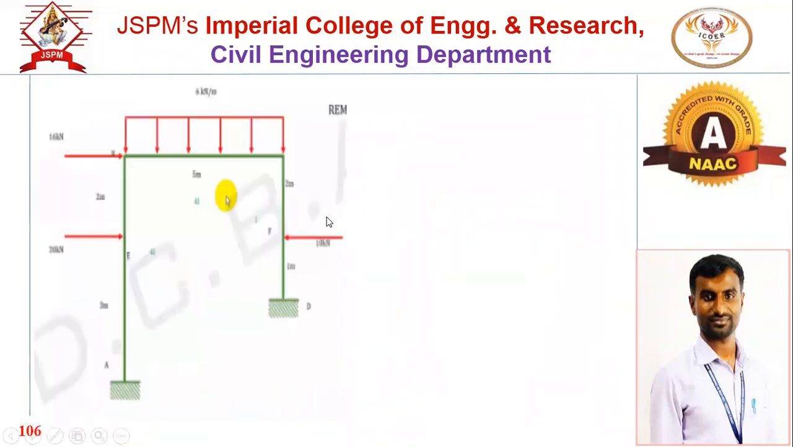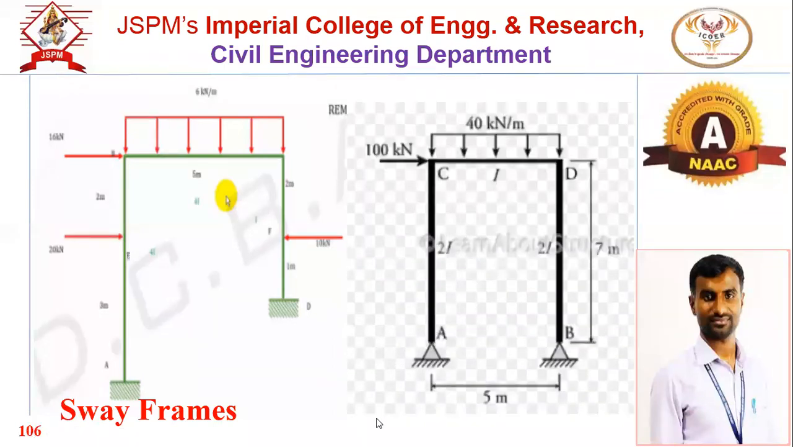Now these are some examples of sway frames. Loading is not symmetrical, and horizontal load is acting. So these are the sway frames, meaning they have horizontal displacement. This is also a sway frame.